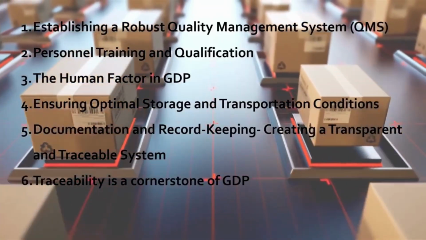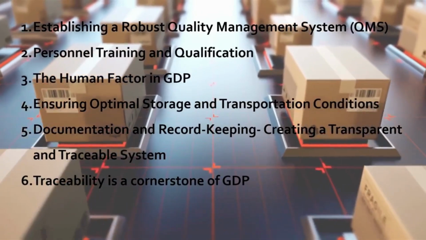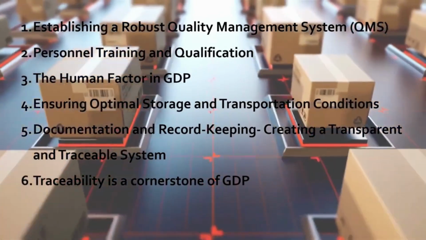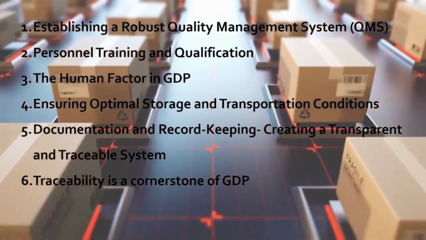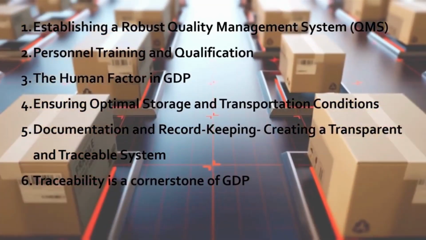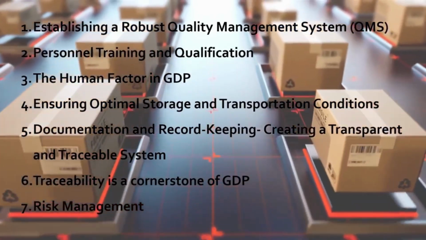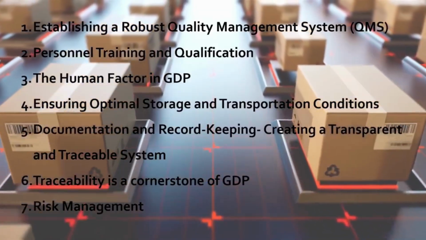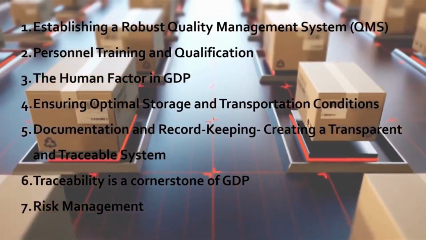Proactively identifying and mitigating potential threats. GDP is about proactively identifying and mitigating risks to ensure the quality and integrity of medicinal products. A robust risk management system helps anticipate challenges and implement control measures. It starts with identifying potential hazards and evaluating their impact.